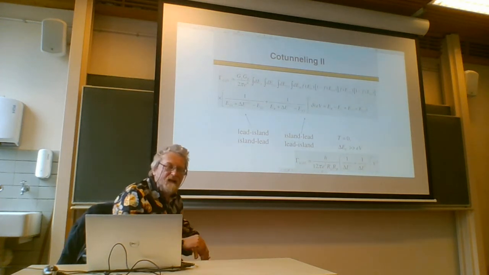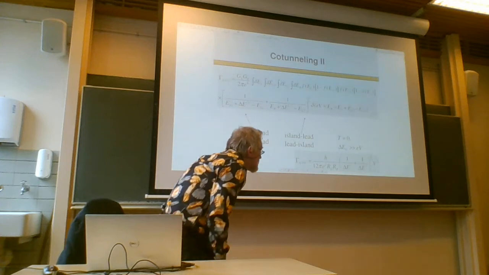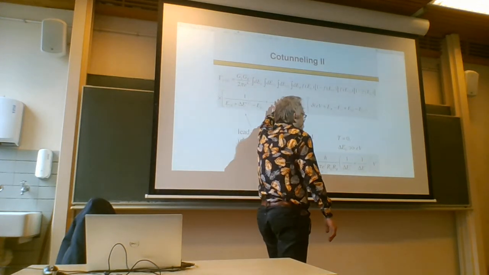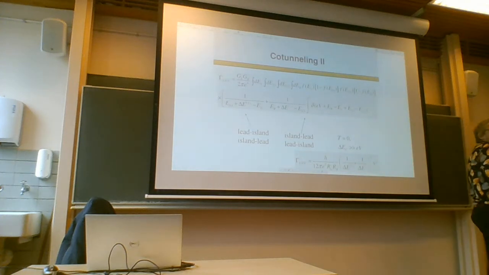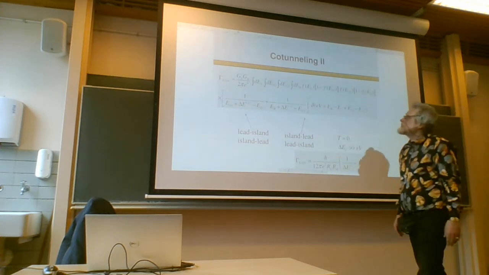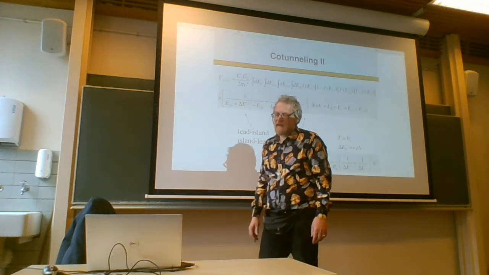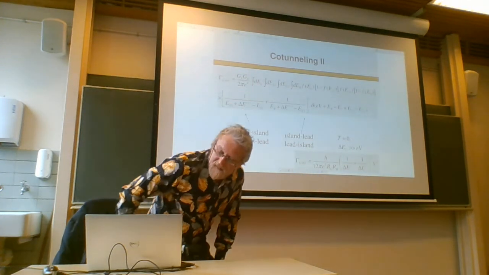Let me show the formula and let me explain what the elements of this formula mean. It describes co-tunneling of two electrons which goes through the left and right junctions. Let's do that together.